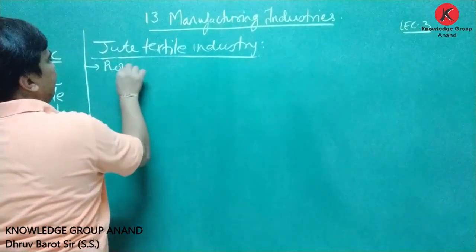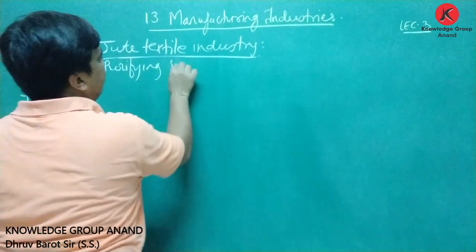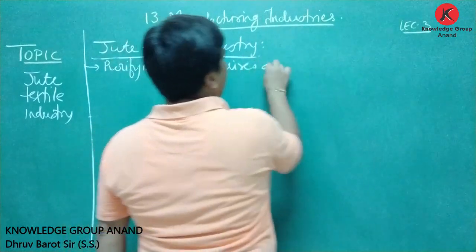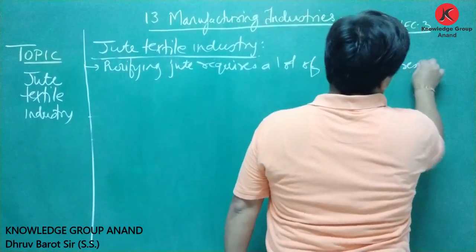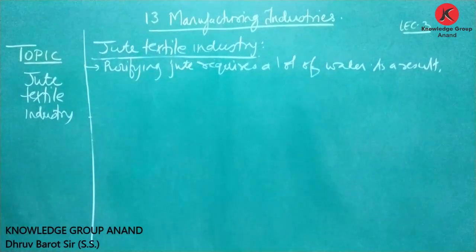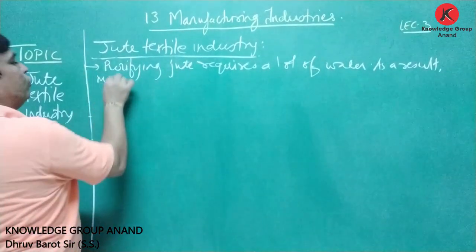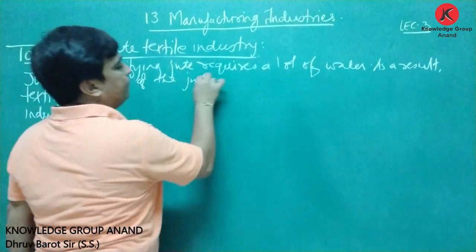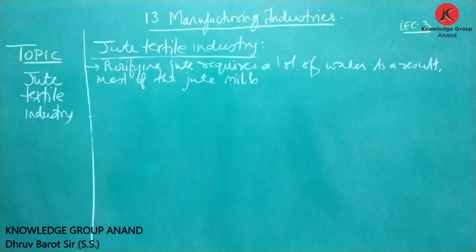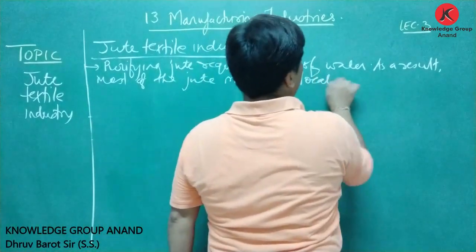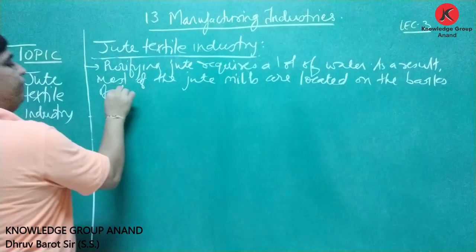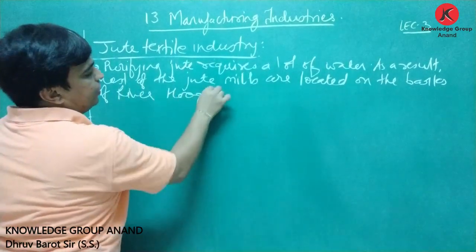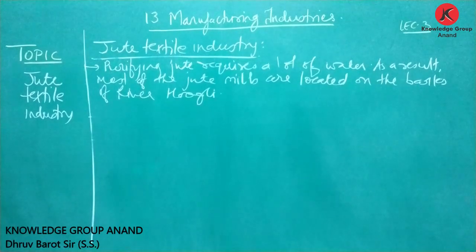Purifying jute requires a lot of water. As a result of this, most of the jute mills are located on the banks of river Hooghly.